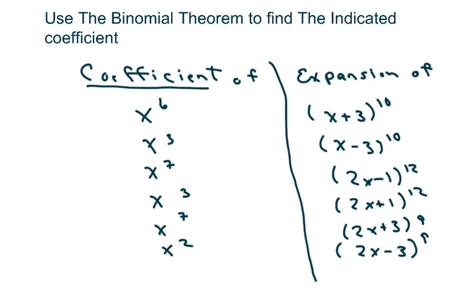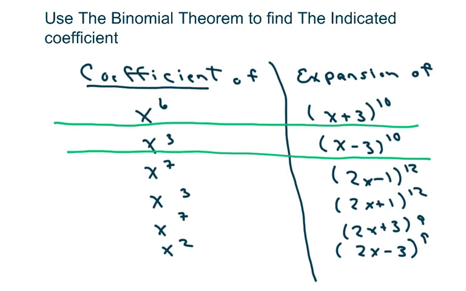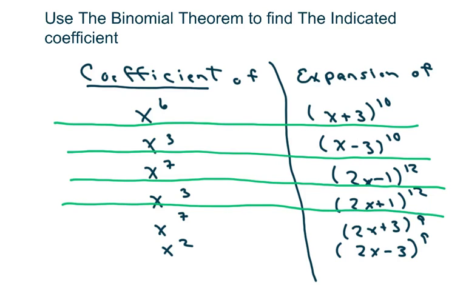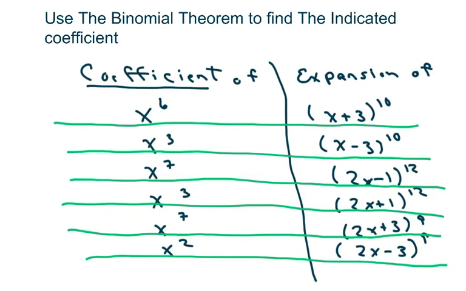Hi everyone, we're going to use the binomial theorem to find the indicated coefficient. So basically, I wrote it like this so I didn't have to do too much of the writing. These two go together, these two go together, these two go together. So we want to find out what number goes in front of these right here. Okay, I'll put it right here too.